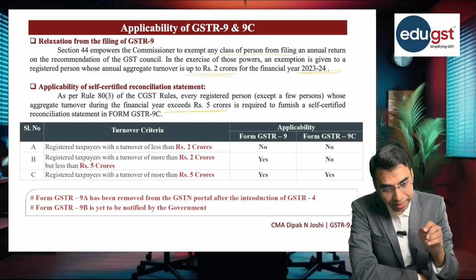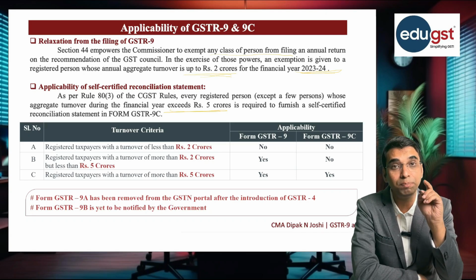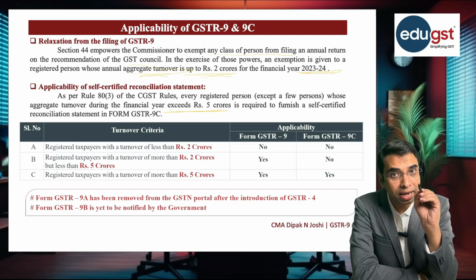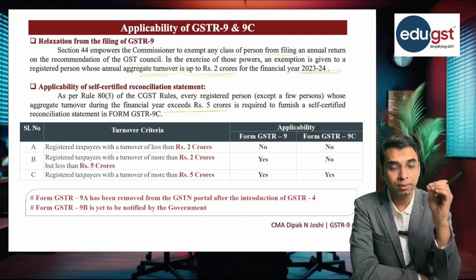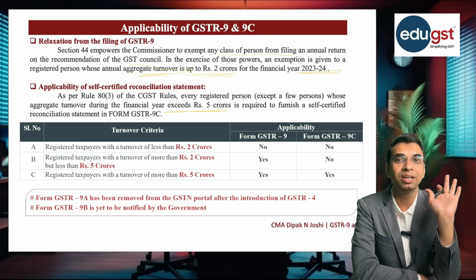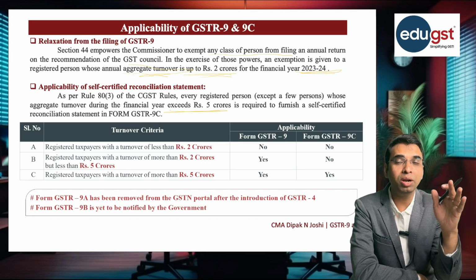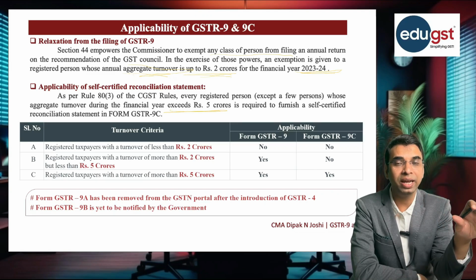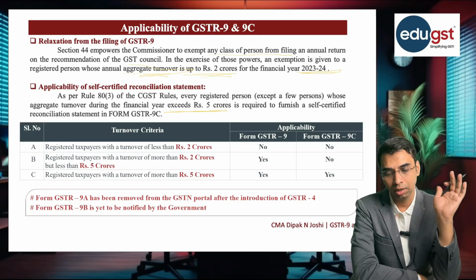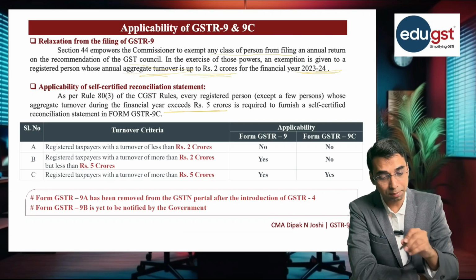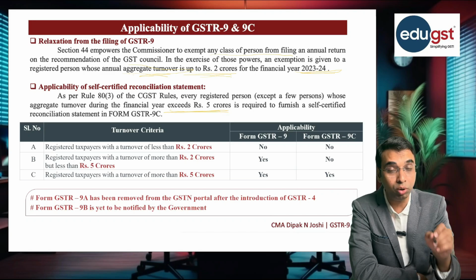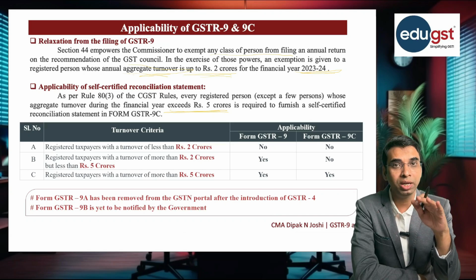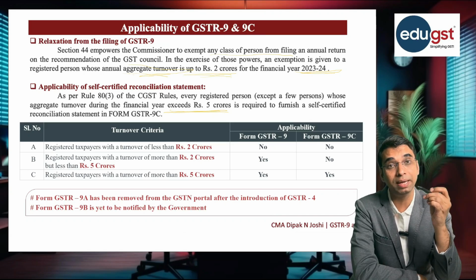So see, the applicability of GSTR 9 and 9C is based on the concept of aggregate turnover. So if your aggregate turnover exceeds the prescribed limit, then only GSTR 9 and 9C is applicable. If your turnover is below the prescribed limit, in that case, there will be no applicability of GSTR 9 or 9C. Now, in case of GSTR 9C, as I mentioned, it is applicable only when your turnover exceeds 5 crores. So if your turnover is below 5 crores, no problem. If your turnover exceeds 5 crores, then only there is applicability of GSTR 9C.